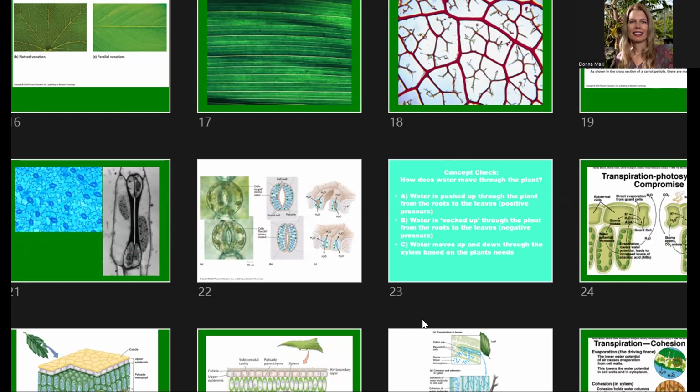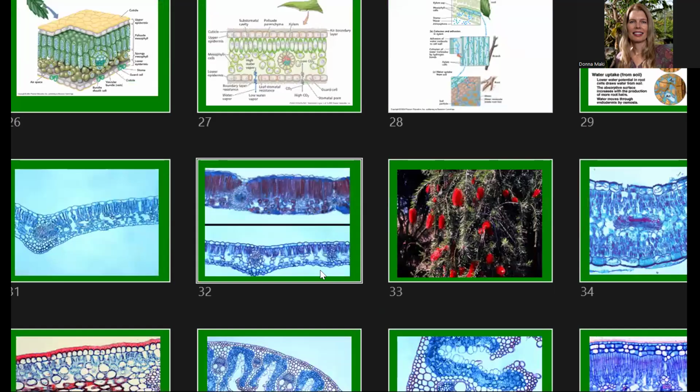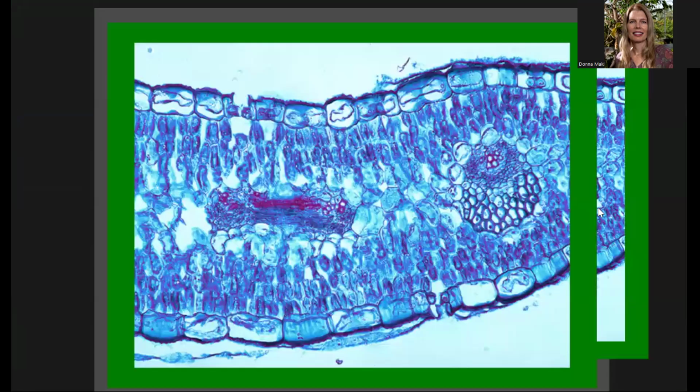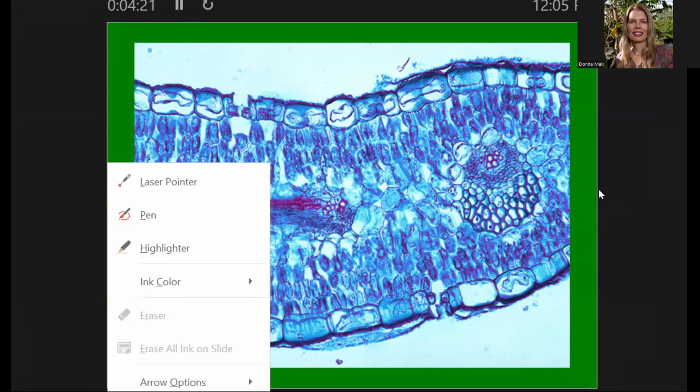Now that we're at the leaf tissue, we talked all the way through the plant body, how water moves through the plant. And then we started looking at leaf sections under the microscope, and that you can tell a fair bit about leaves under the microscope. So here I think we left off. And so this is a really nice image showing you many, many things.